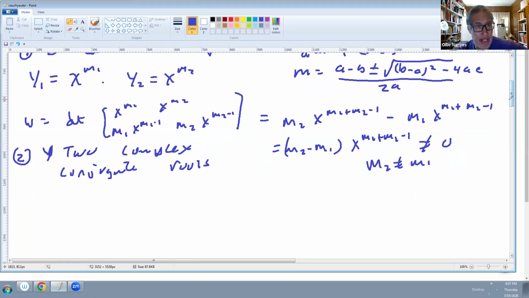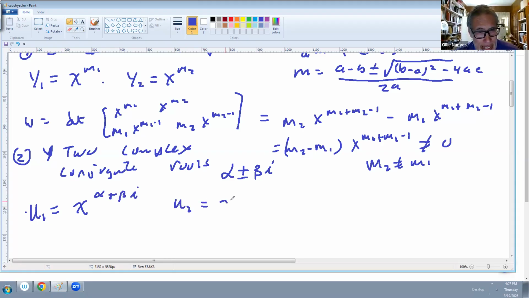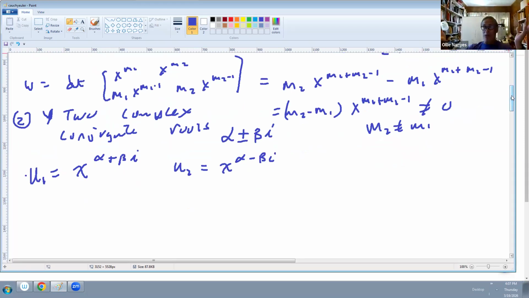What we have here is we can now, let's go ahead and call the solutions u instead of y. So we'll have u1 is x to the m, and let's write the complex conjugate roots like this. So that's going to be our m here. So u1 is x to the alpha plus beta i, and u2 is x to the alpha minus beta i. And by the same argument, the Wronskian is non-zero, so the solutions are linearly independent. Therefore, they're a fundamental set of solutions.